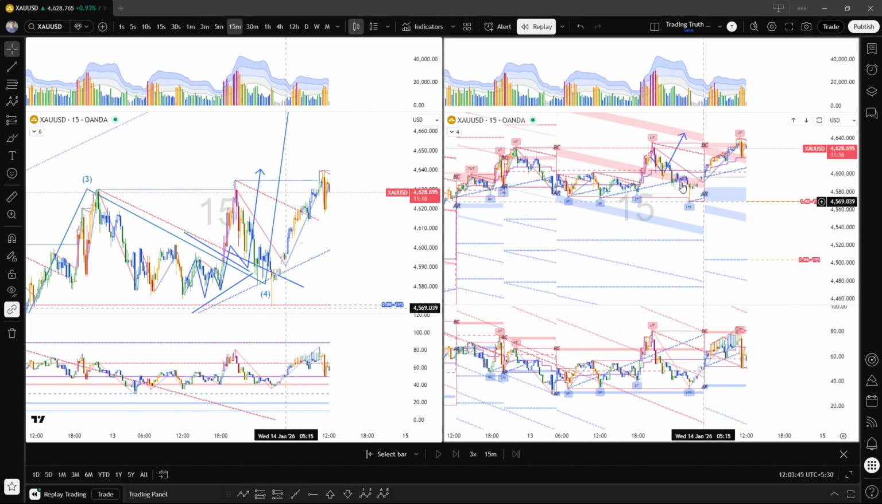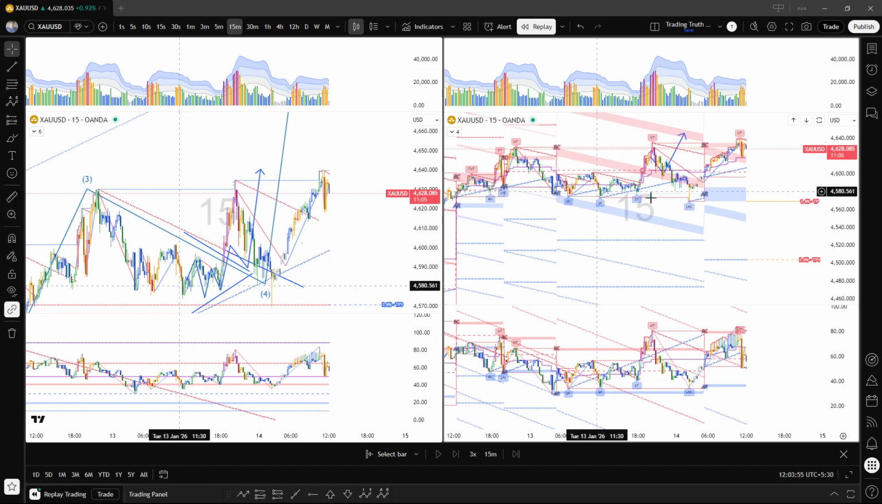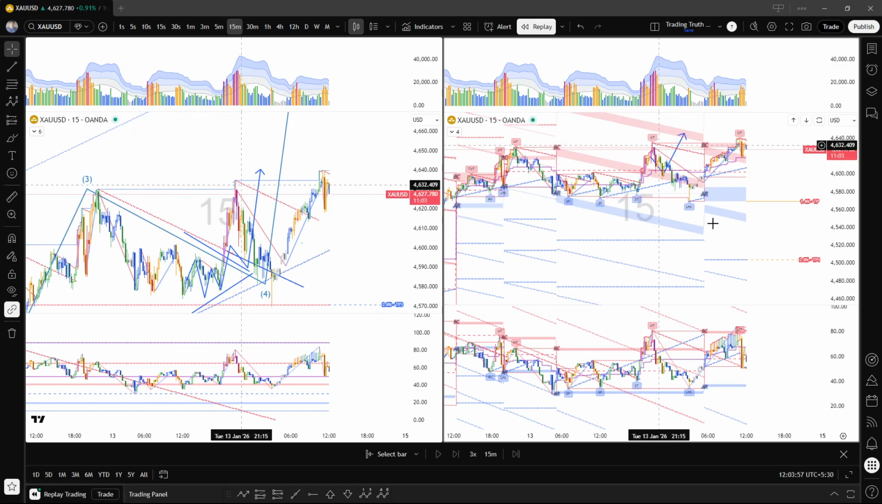Because if you see here, on the distribution structure, it was making LPS, last point of support. And after a lot of spring, then secondary test, after upthrust, it pulls back and then it makes LPS.